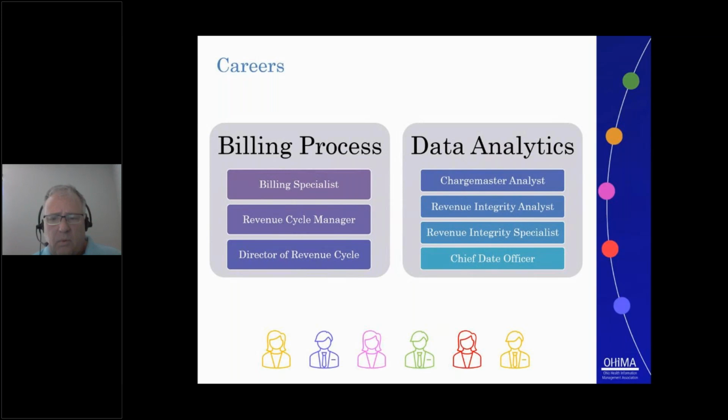Also, reviewing payer rules and making sure that the EMRs are kept current is the role of the revenue integrity professional. Management careers that require a solid understanding of denials management include directorships, CFO, and even the chief data officer.